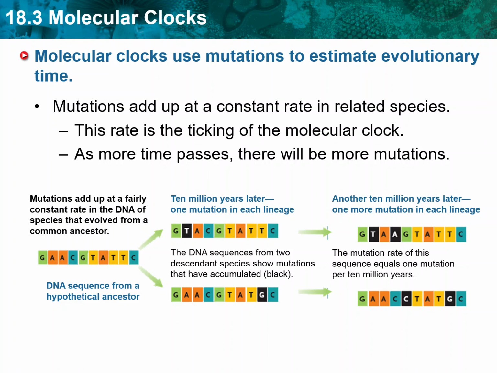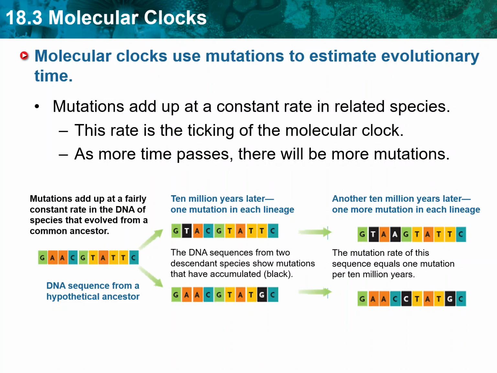Molecular clocks are models that use mutation rates to measure evolutionary time. Recall that mutations are nucleotide substitutions in DNA, some of which cause amino acid substitutions in proteins. These scientists found that mutations tend to add up at a constant rate for a group of related species. As is shown on the screen here, the rate of mutations is the ticking that powers a molecular clock.